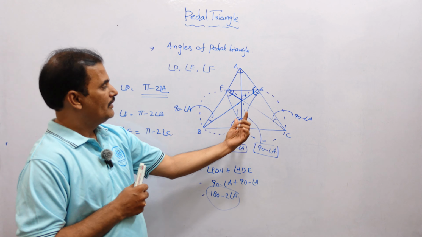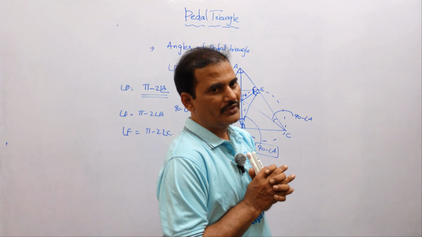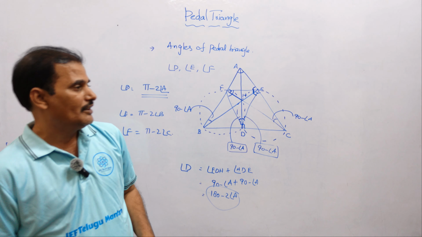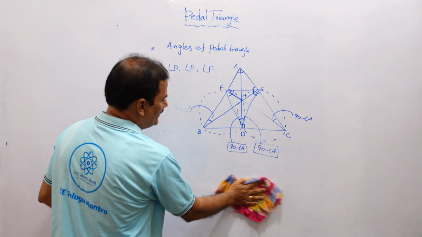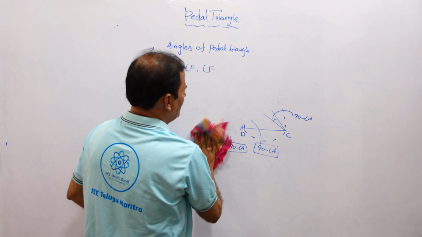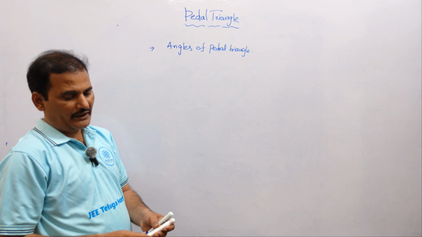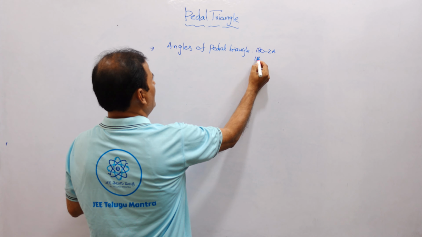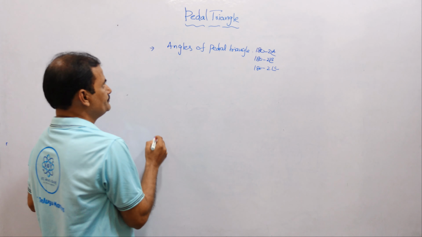Here the sides are DF, DE and EF. What is the length of DF? What is the length of DE? And what is the length of EF? These are the sides of the pedal triangle. The first part is over, the angles in a pedal triangle. Now we go to the sides of the pedal triangle. We know the angles of the pedal triangle are 180 minus 2A, 180 minus 2B, 180 minus 2 angle C.